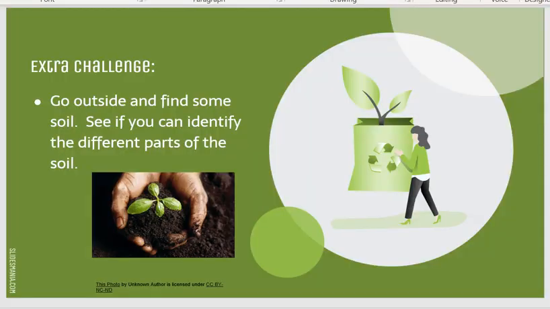So for an extra challenge, go outside when you have some time later on and look at some soil around your house. See if you can identify the different parts of the soil.